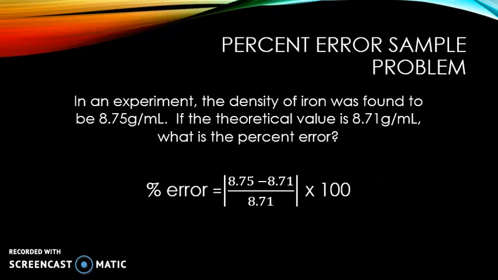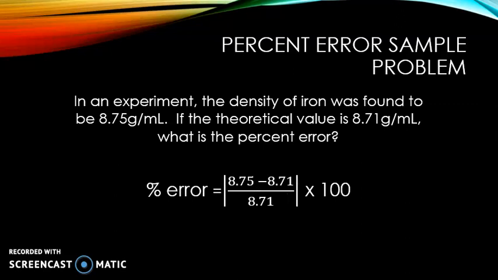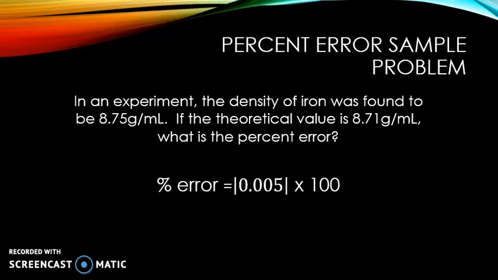Now it's time to process the math. I'm going to take the 8.75 minus the 8.71 and round that for significant figures first. That only leaves me with 0.04 on the top. That's one significant digit. Then I'm going to divide that by the 8.71 with 3 significant digits. But 1 significant digit divided by 3, I still can only keep 1. And then finally multiply it times 100. That's going to get me my final answer of about 0.5% error.